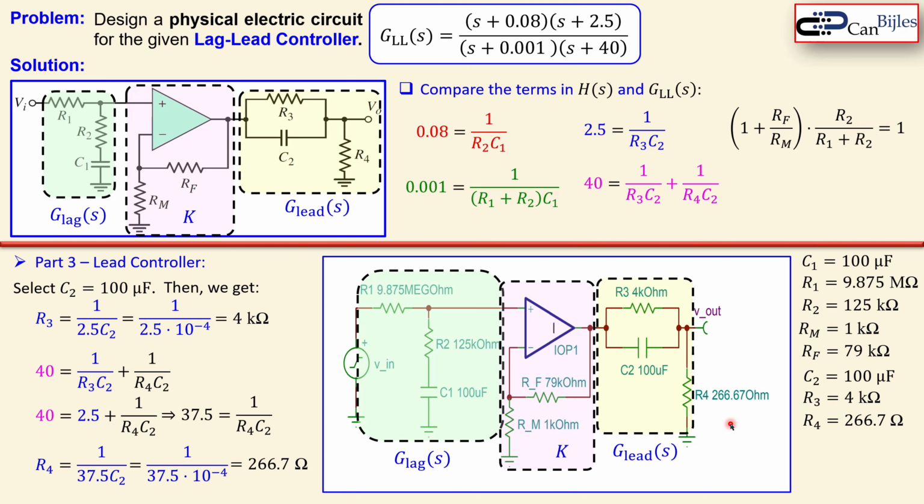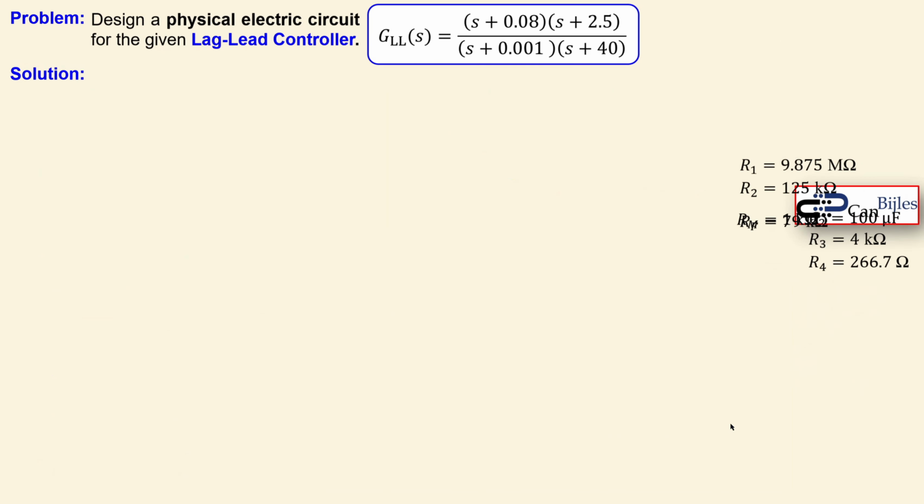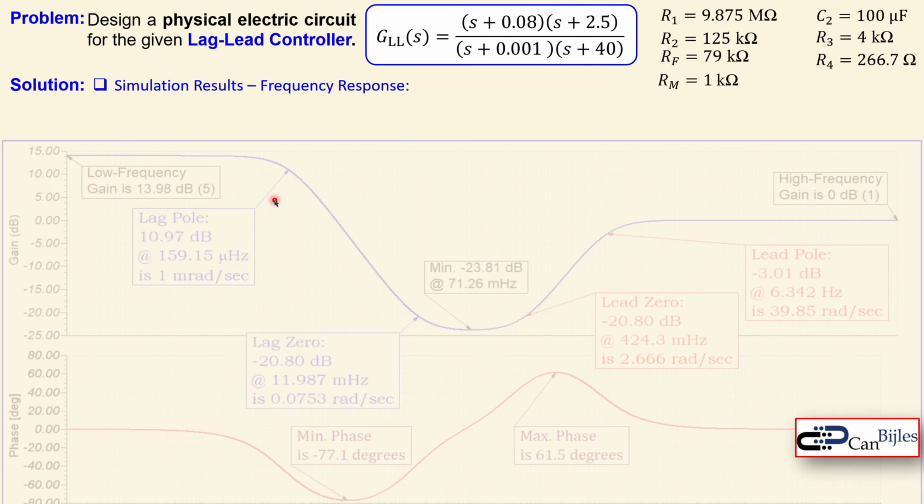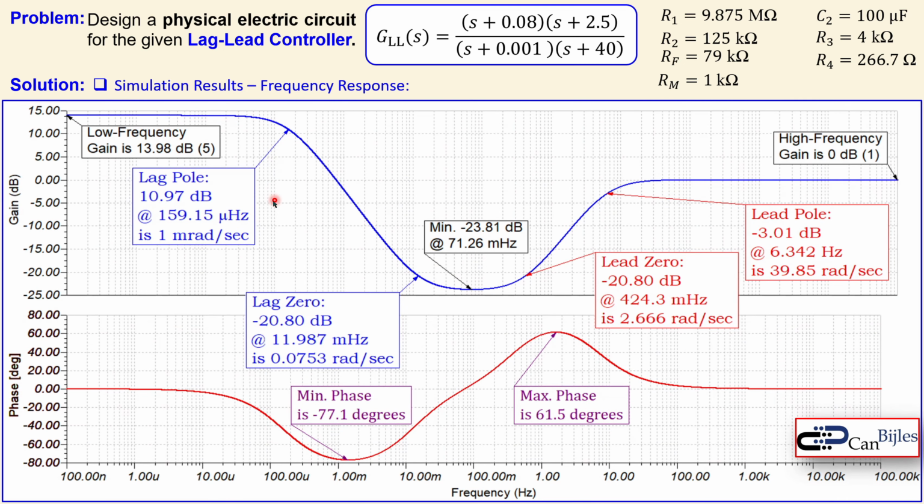Okay, let's now look at the simulation results, because these are also very important. And we have now here the frequency response. So let's see that. This is the Bode plot. We see the gain here and the phase together. First thing is the low frequency gain, which is here 5.